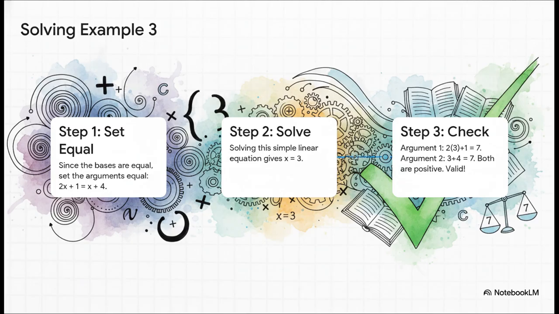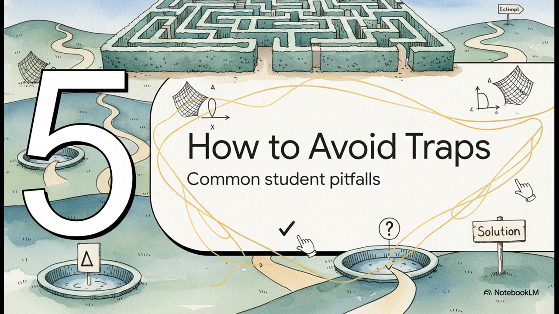And of course, step 3, our final crucial check. Plugging 3 into the first argument gives us 7. Plugging it into the second argument also gives us 7. Are they both positive? Yes, they are. Our solution is good to go. So there you have it. We've seen the methods, we've seen the golden rule in action.